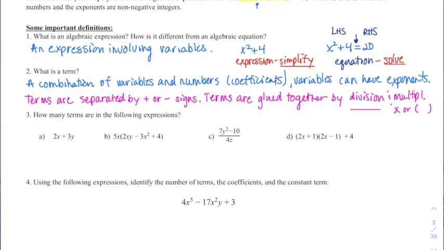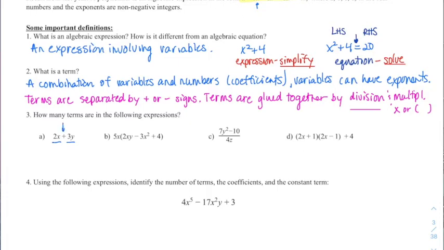Okay, so let's do an example. So in number 3, I want you to pause the video now and decide how many terms are in the following expressions. And I want you to try it for A, B, C, and D all at once. So I'm going to ask you to pause right now, think about it, and then unpause, and we will discuss. Okay, so based on the definition that I gave you, we should know that in part A, there are 2 terms in this expression. Okay, 2x is one of the terms, 3y is one of the terms broken up by the plus sign.